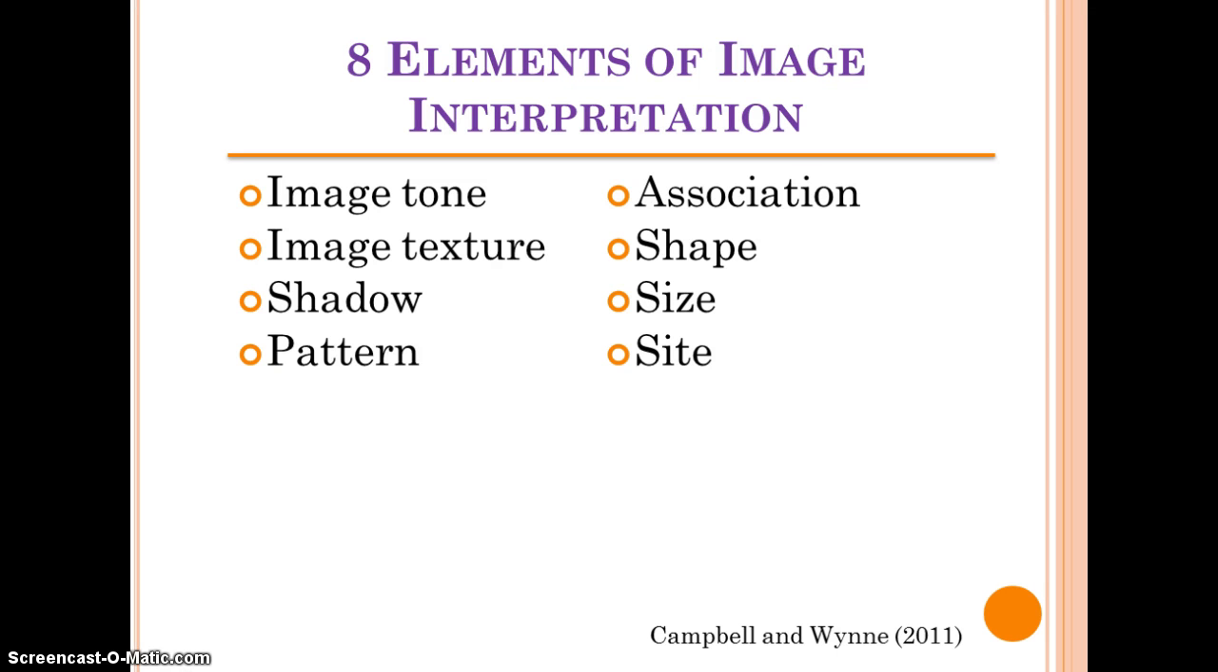To recap, the 8 common elements of image interpretation include image tone, image texture, shadow, pattern, association, shape, size, and sight. These 8 elements should be used whenever an analyst is interpreting a remotely sensed image.